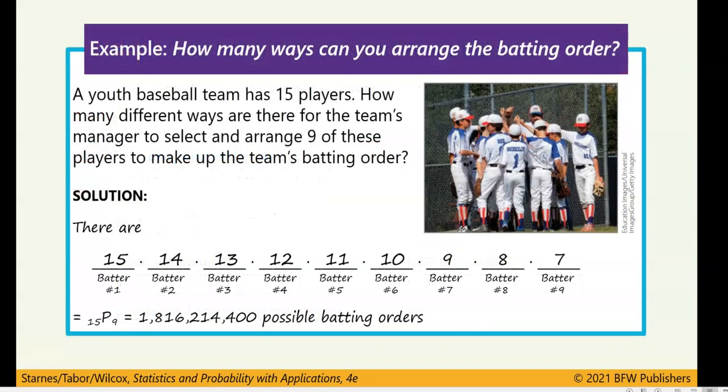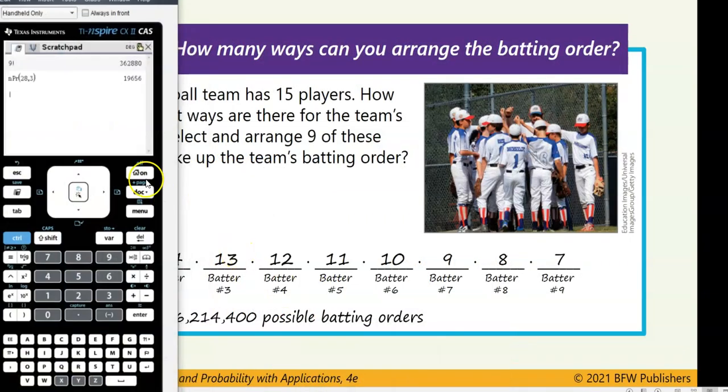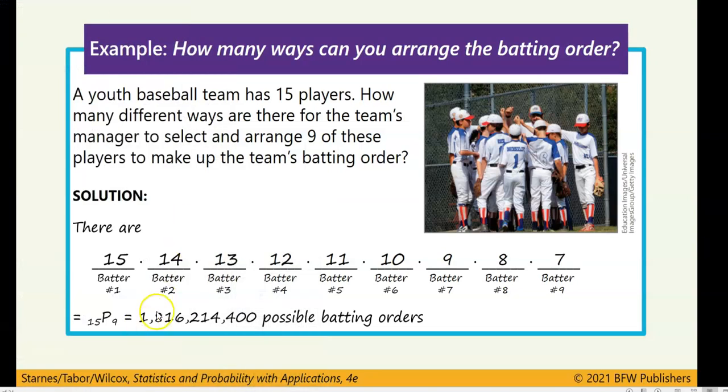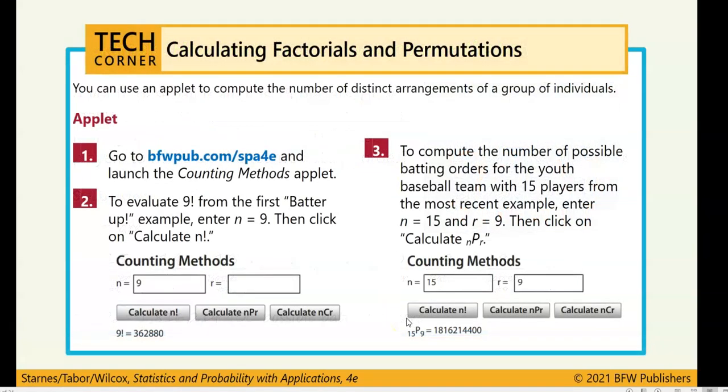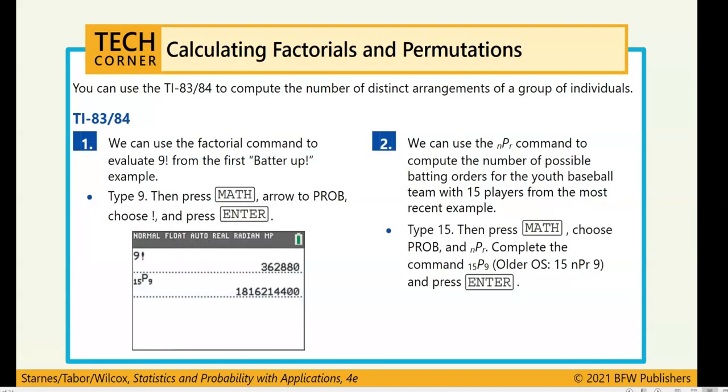You could also try it in the calculator. So let's get that calculator back out. So if you get nPr, let's copy it, 15, 9. Wow, it's a big number. Let's see if that's the same number. It is 1,816,000,000. Okay.